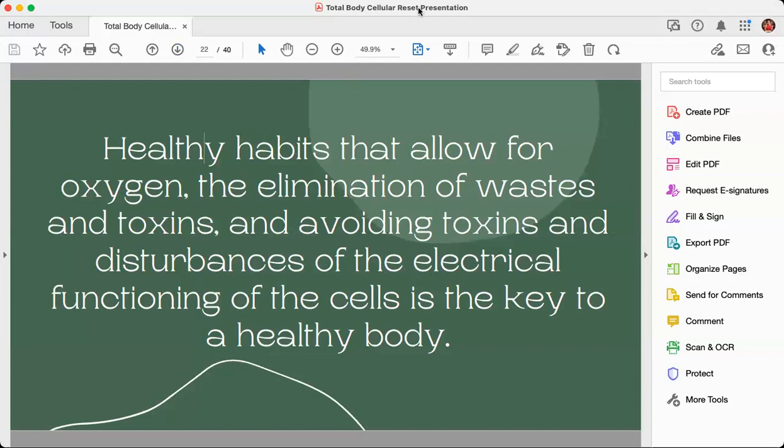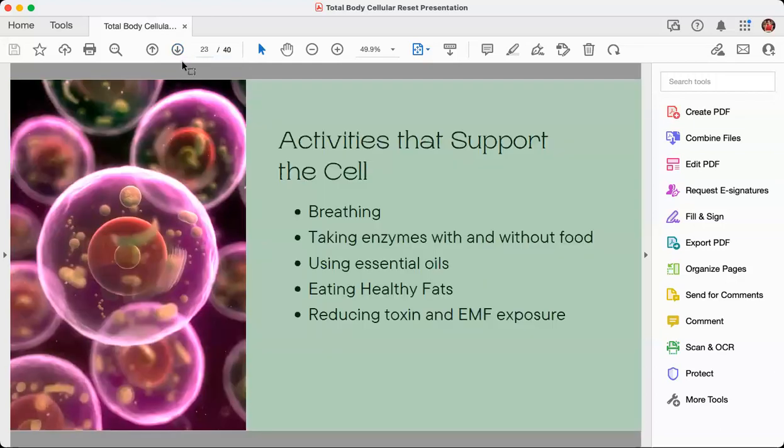Okay, so healthy habits that allow for oxygen, the elimination of waste and toxins, and avoiding toxins and disturbances of the electrical functioning of the cells are the key to a healthy body. Excuse me, I will correct that grammar later. So activities that support the cell, things like breathing. We all know this. Taking enzymes with and without food.